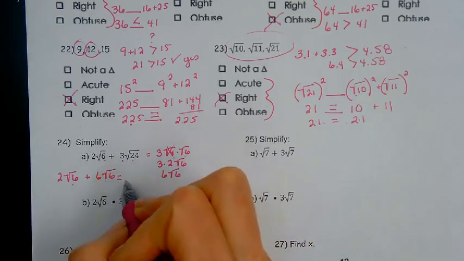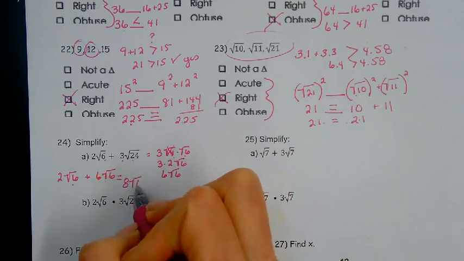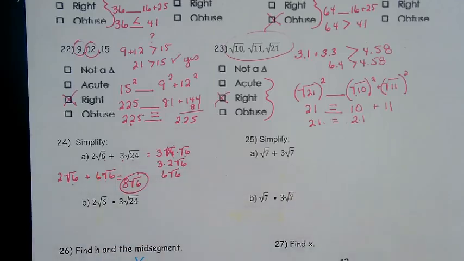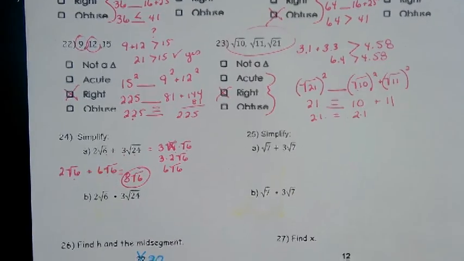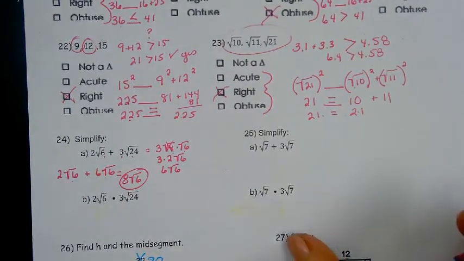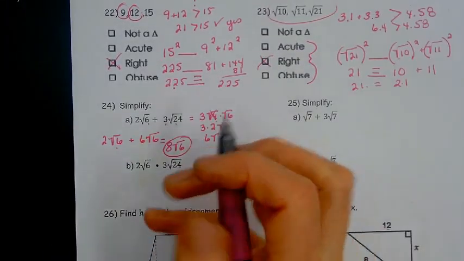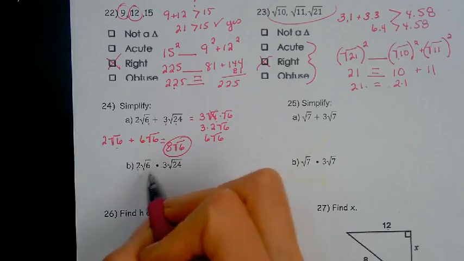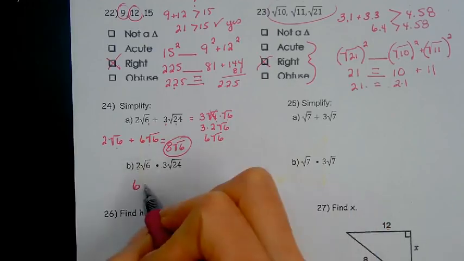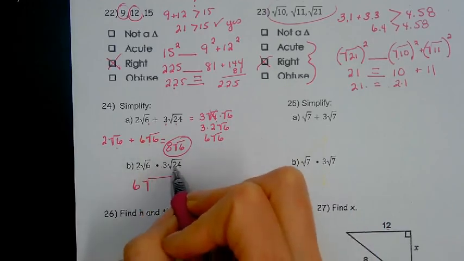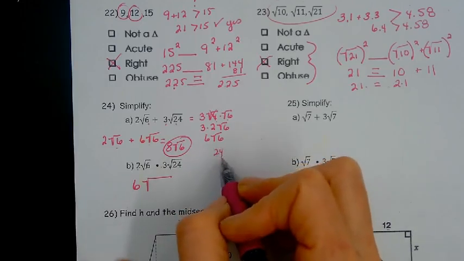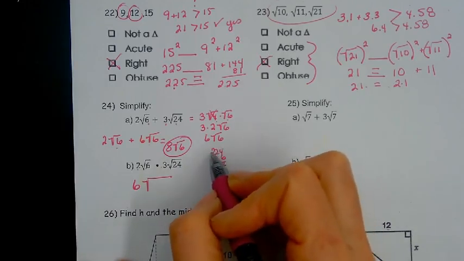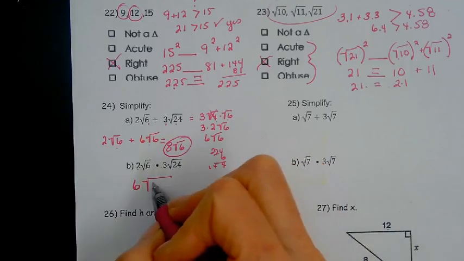Okay, 20, or B. Let's do B. Now we're multiplying. So when you multiply the numbers with radicands in them, you multiply the outside times the outside, that's 6. Then we multiply the inside times the inside. 24 times 6, that's 144. So we get 6 on the outside and the square root of 144 on the inside.